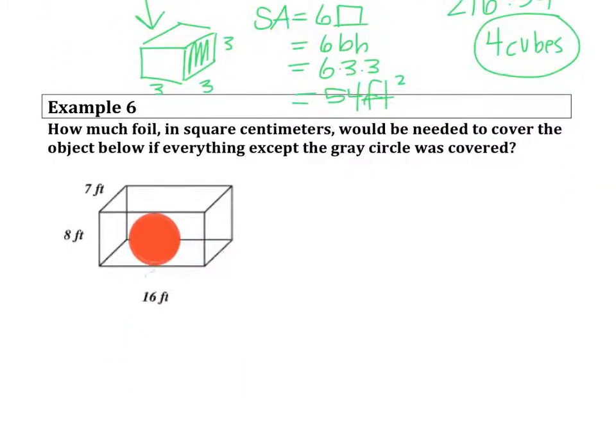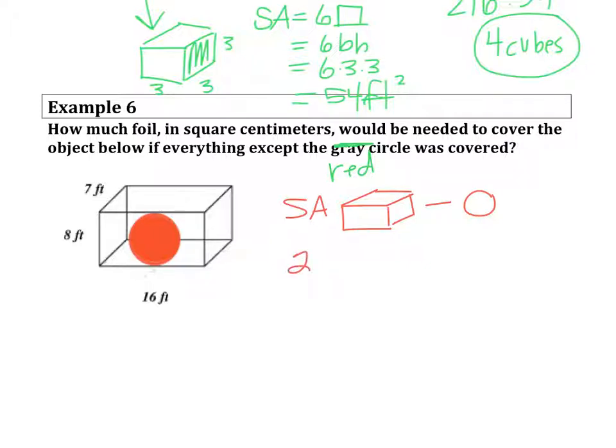The last one we're going to work on says how much foil in square centimeters would be needed to cover the entire object below if everything except for the, this should say red circle, was covered. So these are pretty cool. It's the surface area of the whole object. Take away the circle, because the circle we don't want. Now the whole object is a rectangular prism.